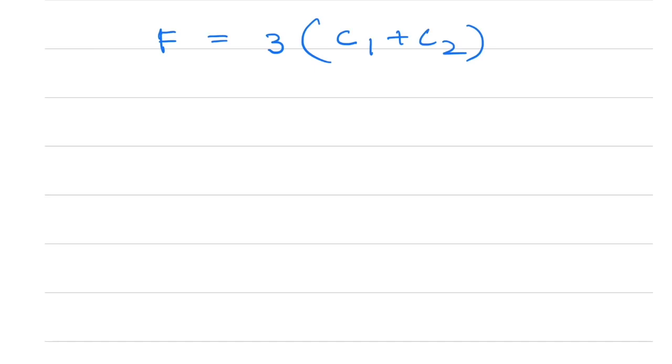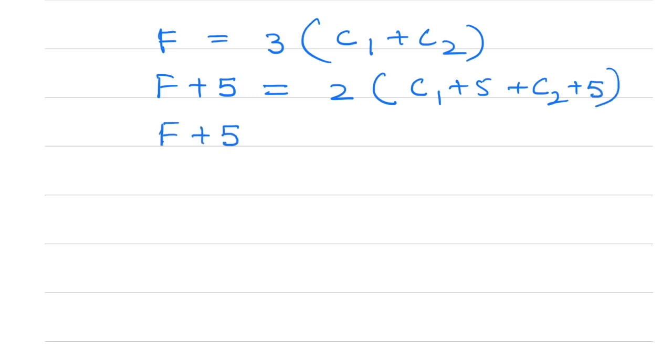After 5 years, so father will grow by 5 years and his age will be 2 times the sum of their ages. 2 times the age after 5 years. Both children will also grow 5 years. So C1 plus 5 and child 2 plus 5. Father after 5 years will be 2 times C1 plus C2 plus 10 years. So this is the information we are given. Now we have to find the age of father.